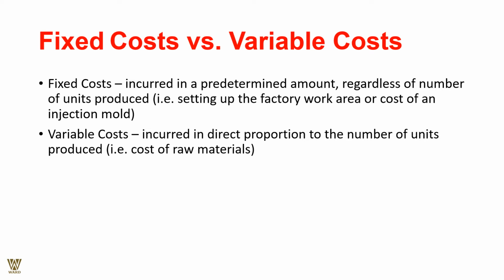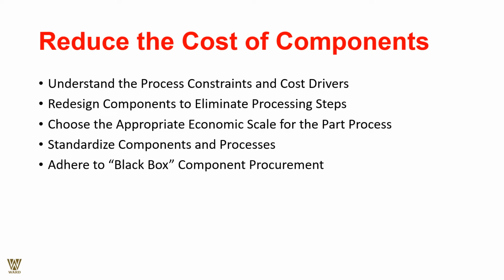But the costs which are flexible are known as variable costs, incurred in direct proportion to the number of units produced. That is the cost of raw materials, for example. Now, reduce the cost of components. What are the components that we are looking at? Understand the process constraints and cost drivers, redesign components to eliminate process steps altogether, and choose an appropriate economic scale for the part process, as the case might be.